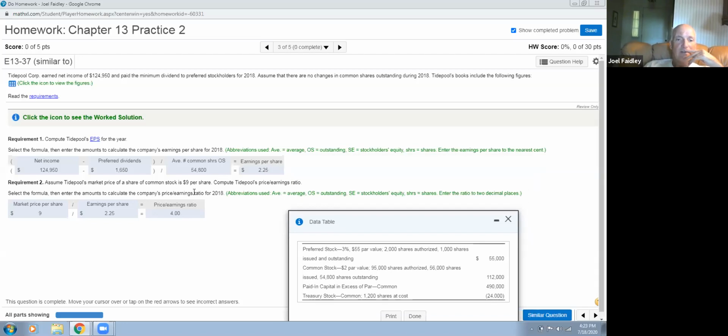All right, and then the second part here says, assuming a market price per share of $9, what's the price earnings ratio? Well, whatever your earnings per share is going to be the denominator. And so you're going to take the market price of the stock divided by the denominator and it gives you a PE ratio. Now, the average PE ratio currently is about 25 or 26 for the S&P 500. Some companies like a Netflix might be 200 because they're trending upward as far as earnings. Facebook, Google, usually your technology companies have a higher PE ratio.